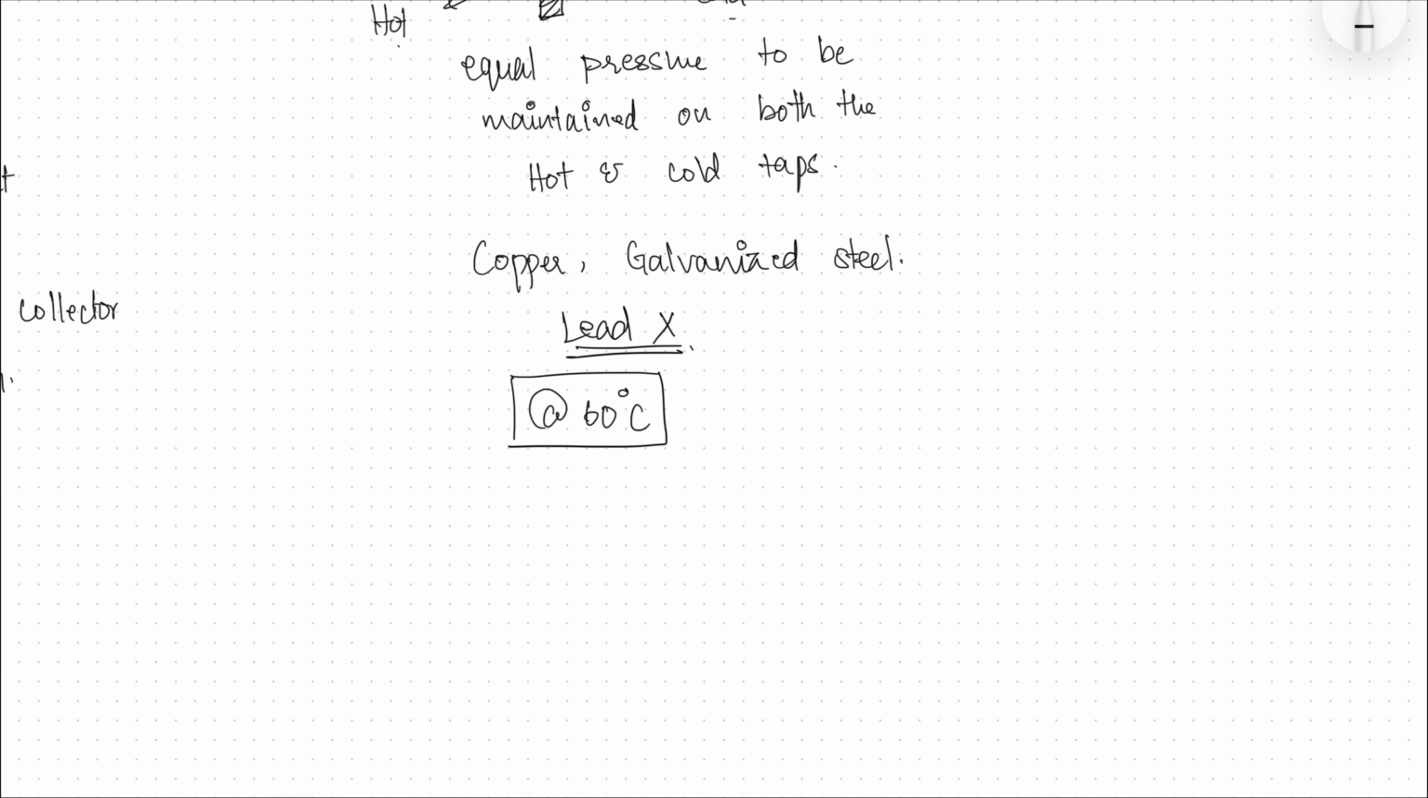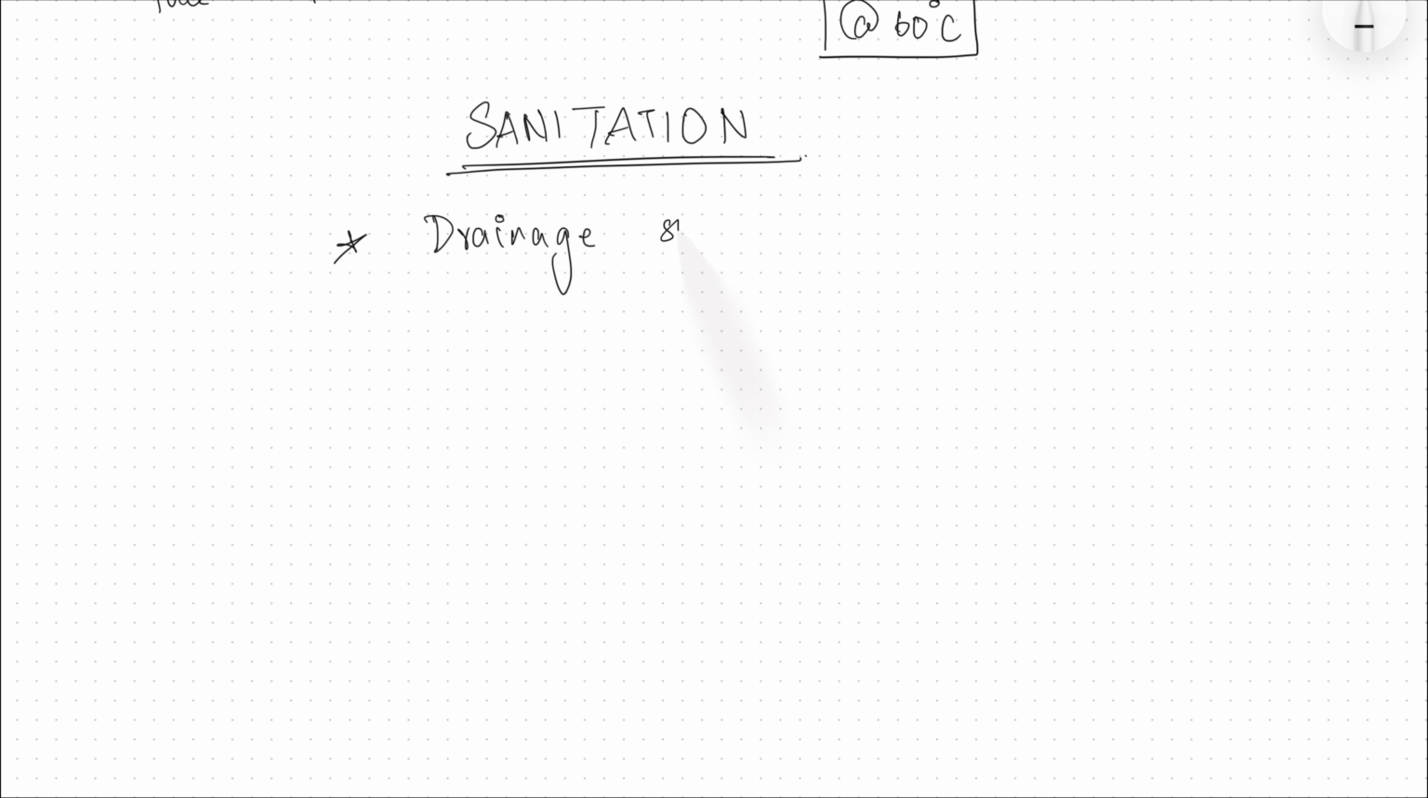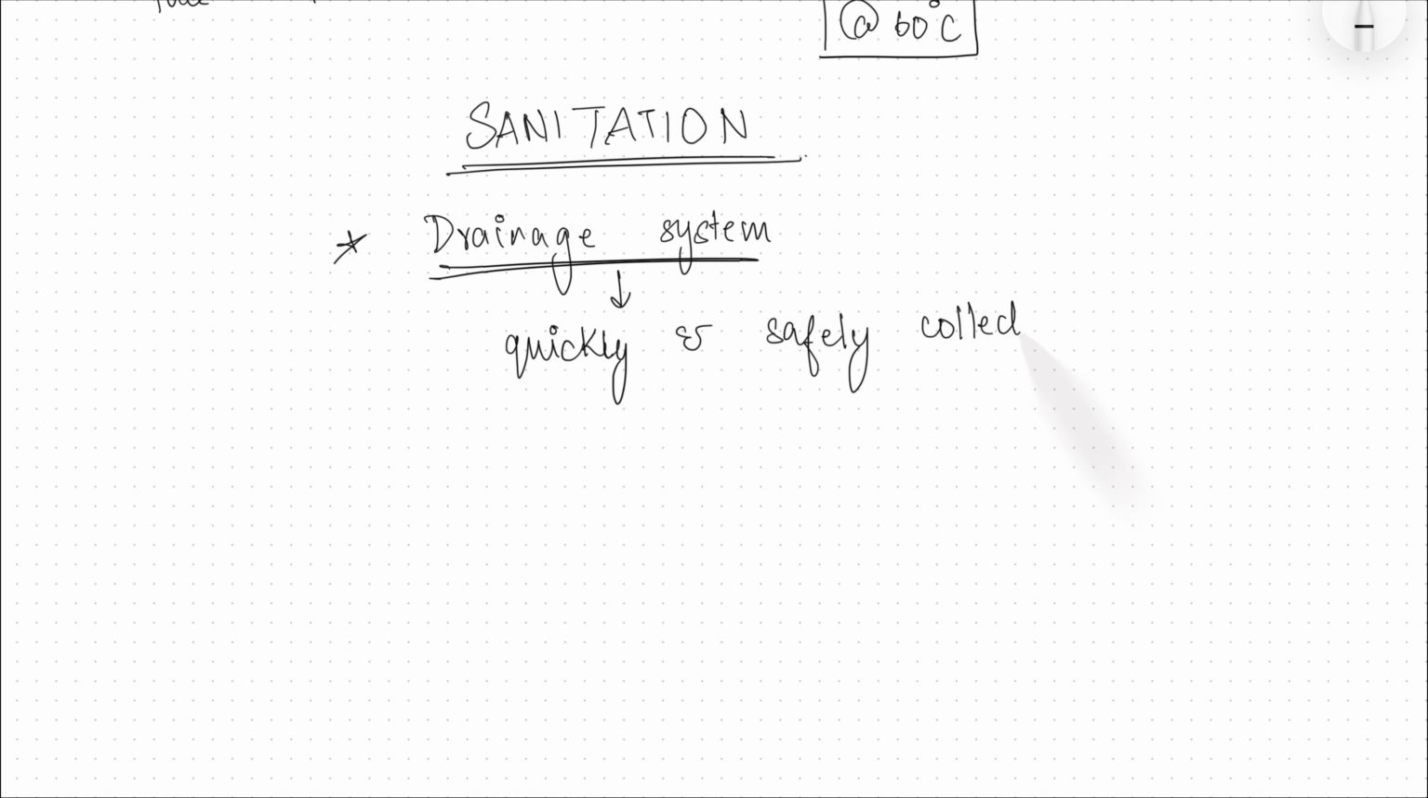Okay, now let's move on to sanitation. So we have the drainage system, and if you ask what is the primary aim of a drainage system, then it is to quickly and safely collect and dispose waste from the building. So that is the primary aim of a drainage system.